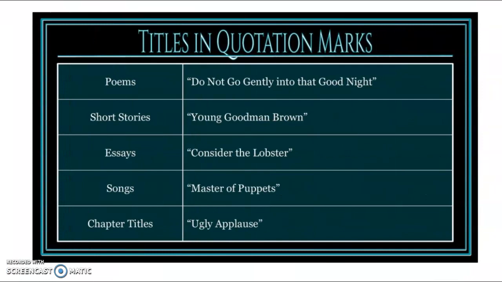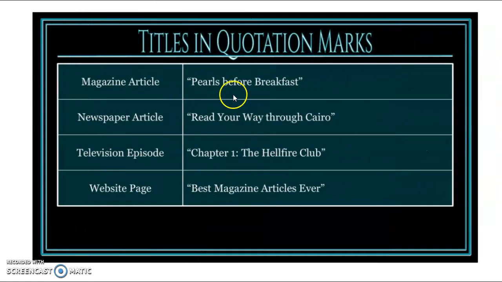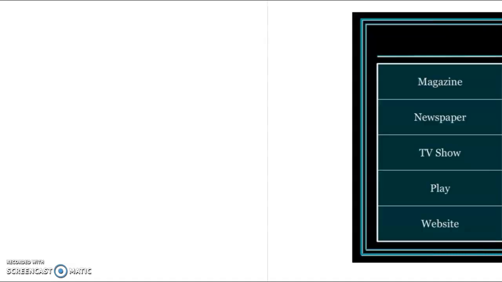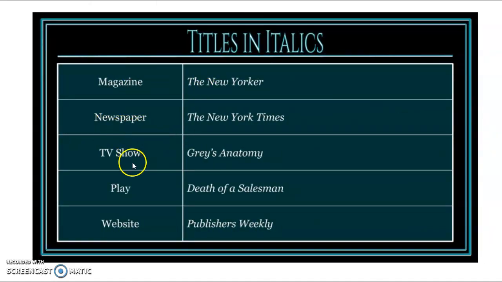And then you have titles in quotation marks. So here's how you would format a poem, a short story, an essay, a song, or a chapter title. Here's how you would format a magazine article, a newspaper article, a television episode, or a website page. Here is a novel, an anthology, a collection of work, an album, a movie, a magazine, a newspaper, a TV show, a play, or a website. Okay, it's all in italics because they're longer works.